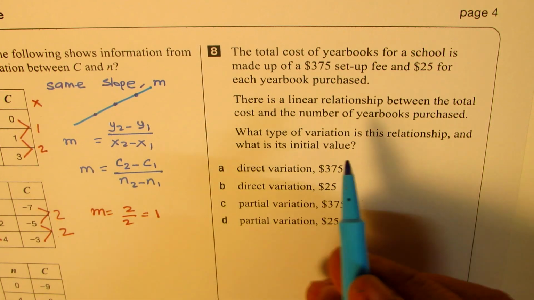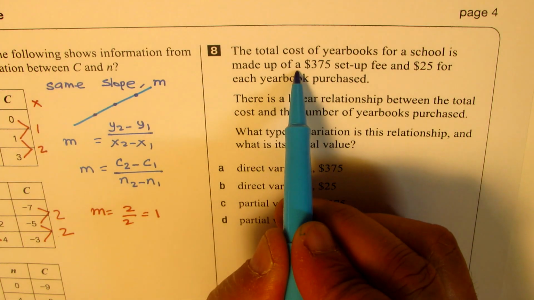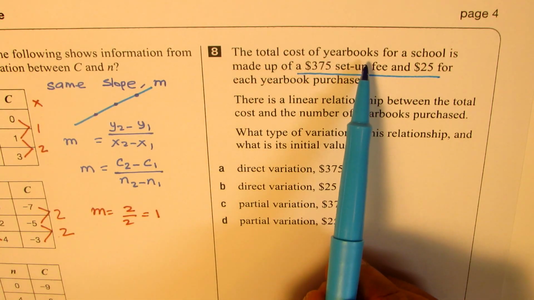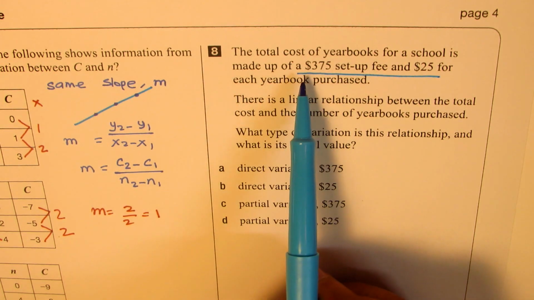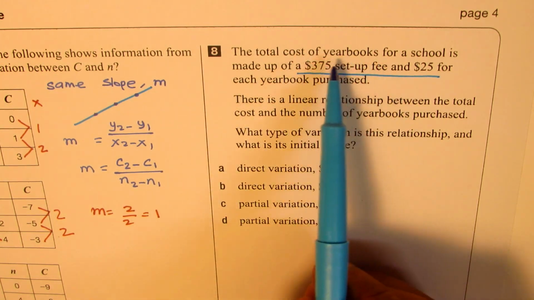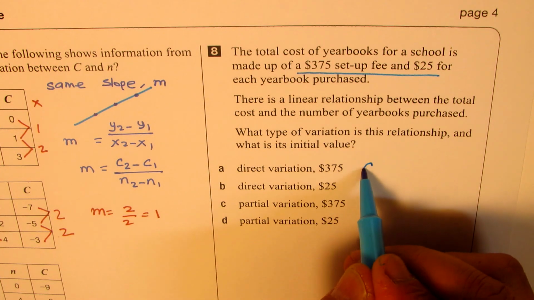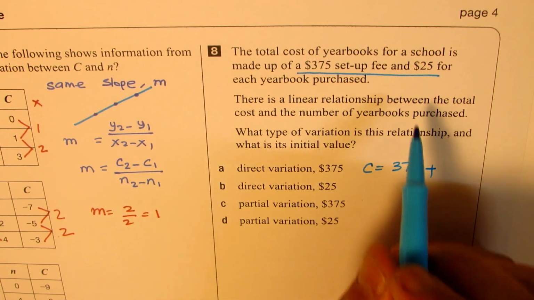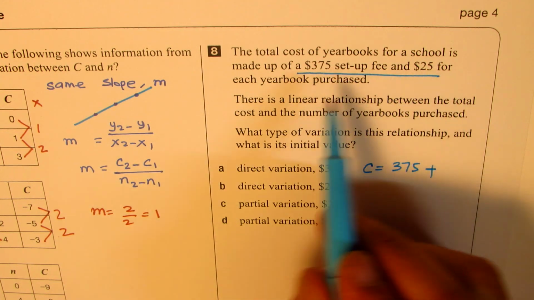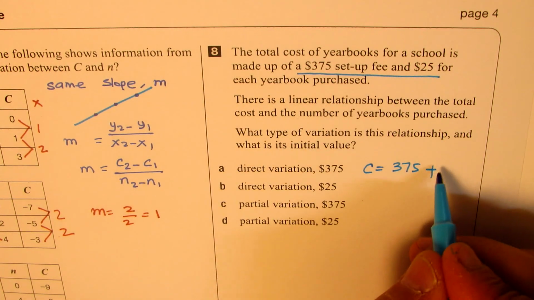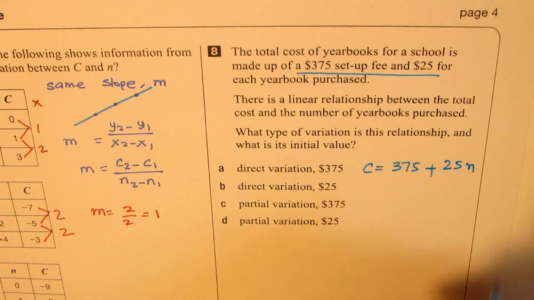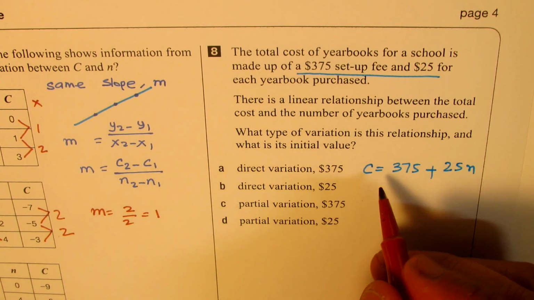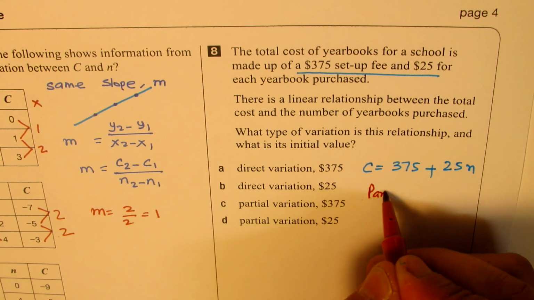Okay. Now, let's try to understand the equation. The total cost of the yearbook for a school is made up of, this is a fixed cost, right? So total cost C is basically equals to fixed cost of $375 plus $25 for each yearbook purchased. Let's say plus 25n, number of yearbooks. Is that okay? Now this clearly is partial variation, right?